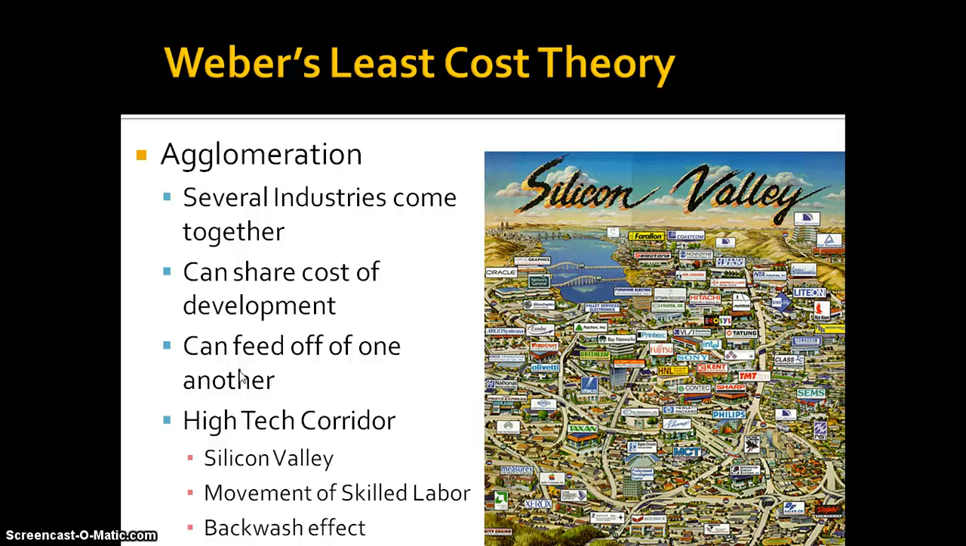And so this is what we call the backwash effect. The backwash effect is when you have this high concentration of skilled labor in one location, which creates a lack of skilled labor in other locations. And that can happen because of agglomeration, because all these industries are coming to one place to feed off of each other, to feed off of maybe the former employees or the educational situation, or just a community that is centered towards those types of industries.